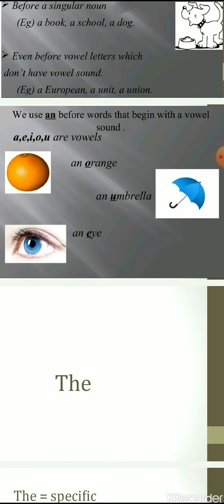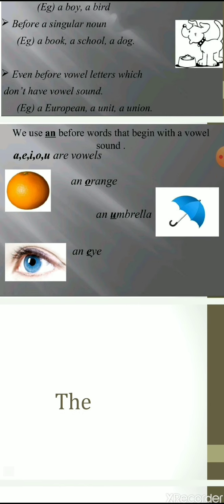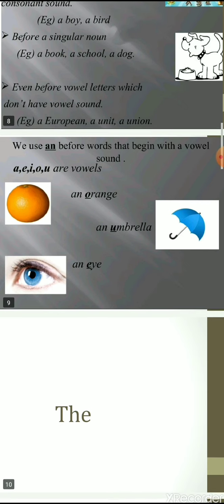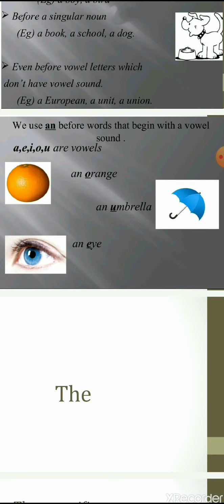We use an before words that begin with a vowel sound. Here also vowels are a, e, i, o, u, but we don't go by the letter. We go by the sound. Always remember that. Even if the letter is vowel but the sound is consonant, we will use a. And even if the letter is consonant but the sound is vowel, like in honest, the word starts with H but the sound is vowel. So we use an honest man. Now you will say honest is not a noun.